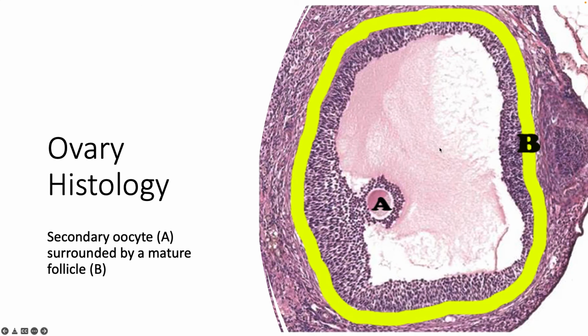When it gets really large and ready to be ovulated, this little egg is still the same. Everything surrounding that is the follicle. So this is our secondary oocyte, and then this would all be the mature follicle that's surrounding it, keeping it alive.